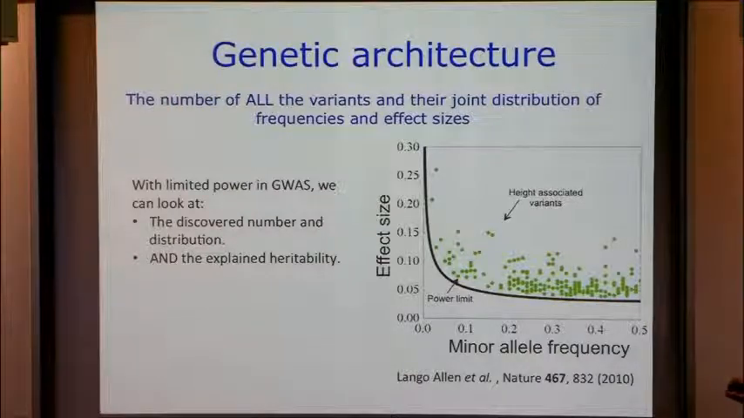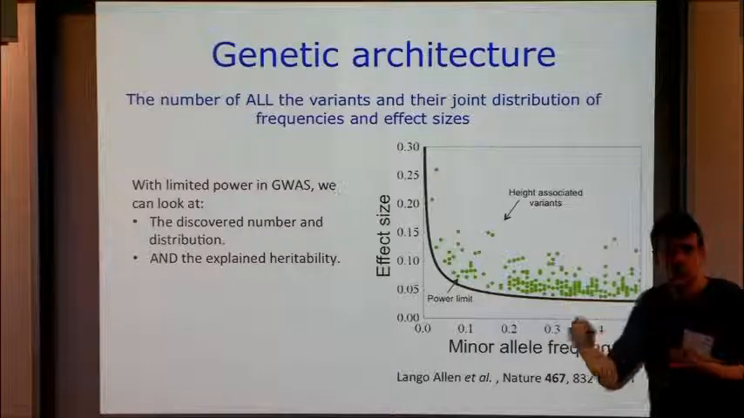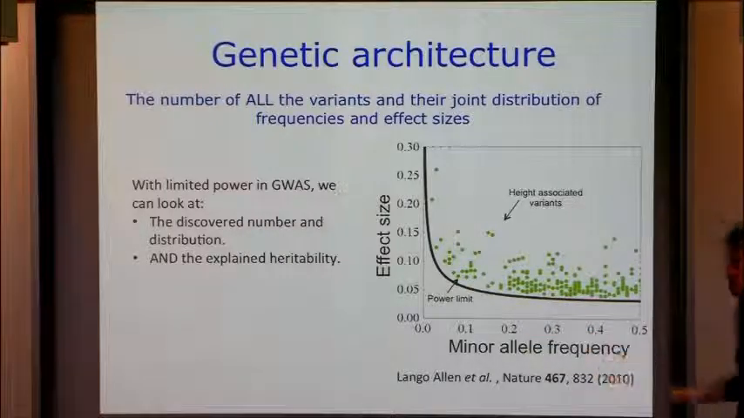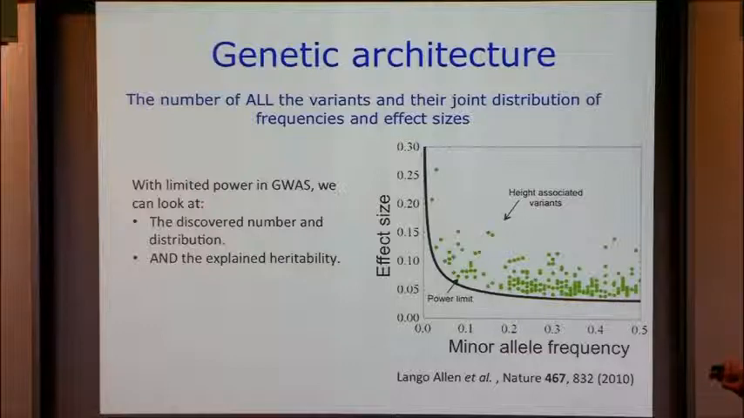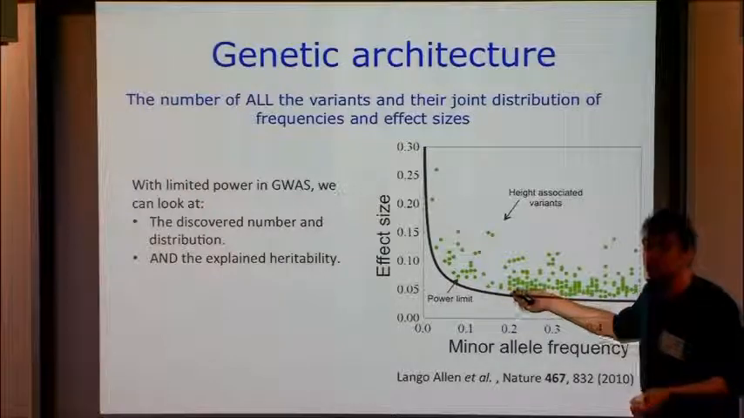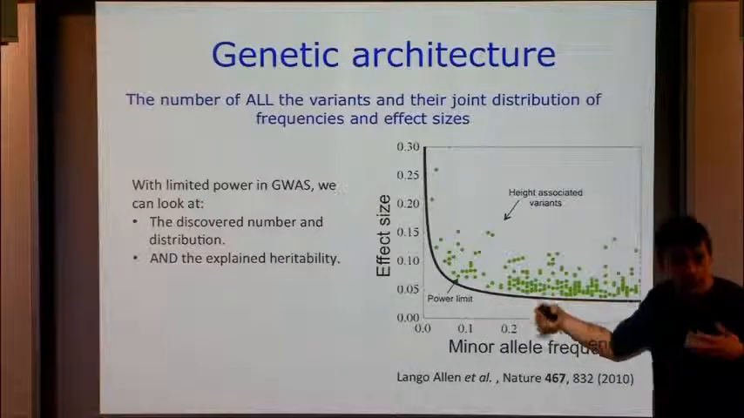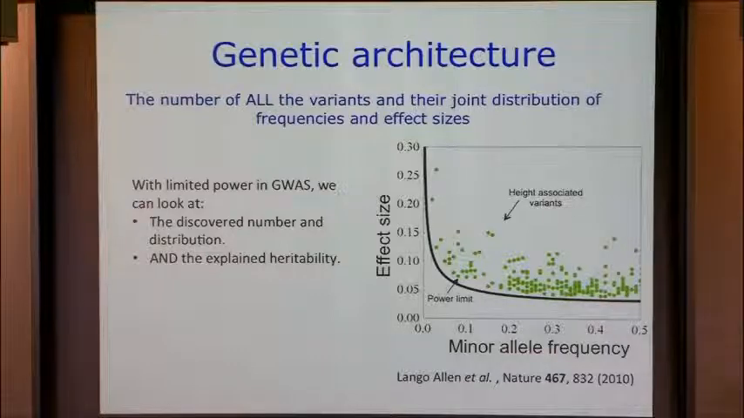So you could look at the discovered number, you could compare the distributions. You need to be mindful of the power and the study design, and you could compare how much of the heritability was explained for different traits. So you could begin to look at differences between the architecture of different traits.